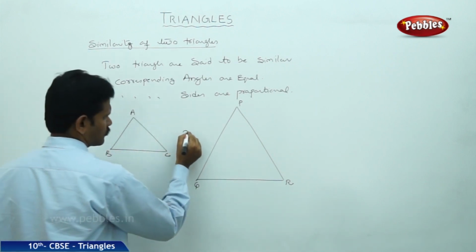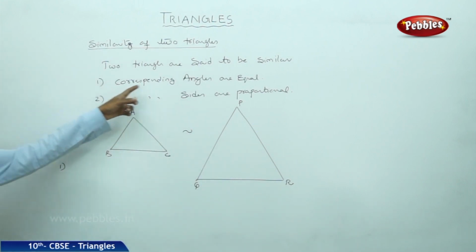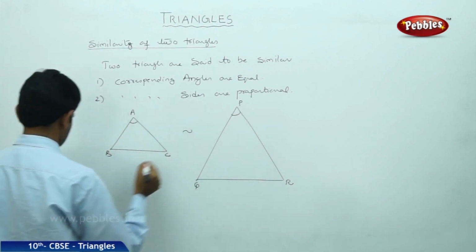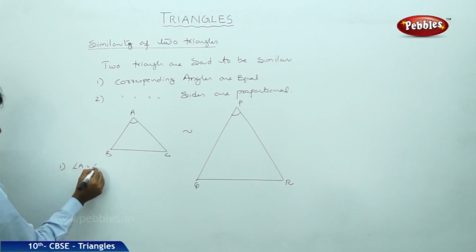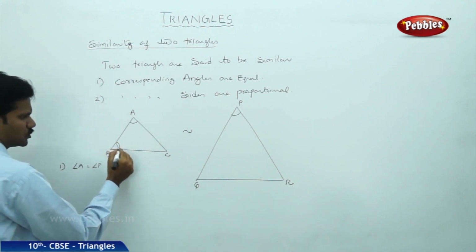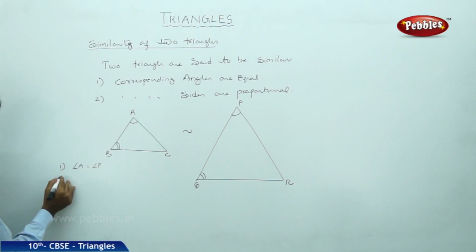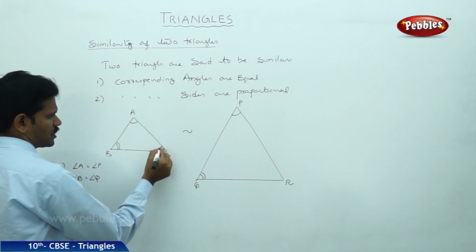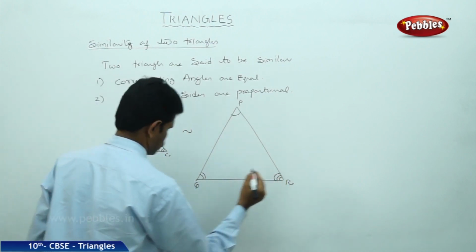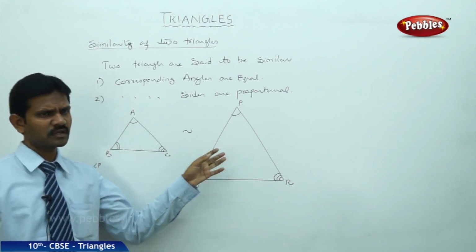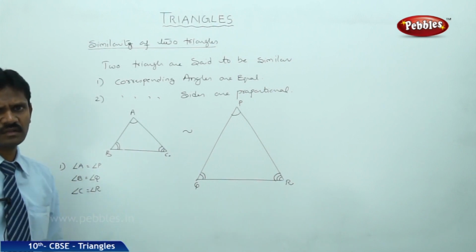Condition number 1, corresponding angles are equal. Corresponding angles are equal means angle A is equal to angle P, angle B is equal to angle Q, next, angle C is equal to angle R. That is, two triangles are said to be similar. Condition number 1 is corresponding angles are equal.